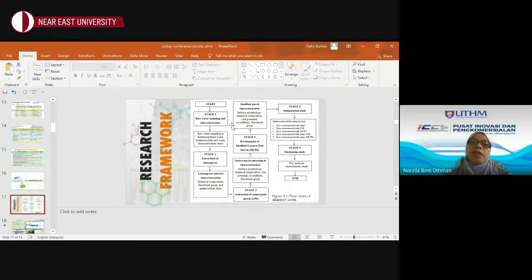In the beginning of the research, raw water sampling was collected from the outlet of the water sampling. For the second stage, in the lab, lemongrass was extracted from the raw lemongrass, and then further to that, modified starch was prepared and characterized. Development of the modified starch started with the initial work of preparing the modified starch, and then after that extraction of the cassava. Following that, we do the optimization study and finally the mechanism study.